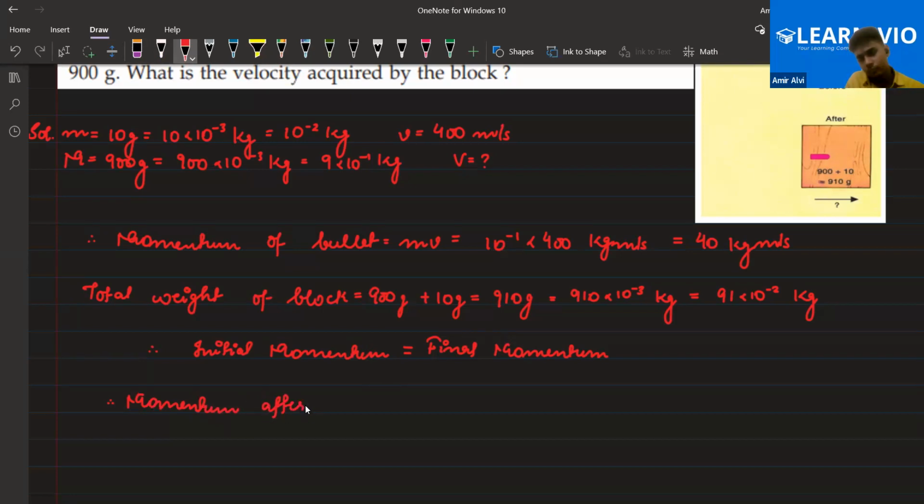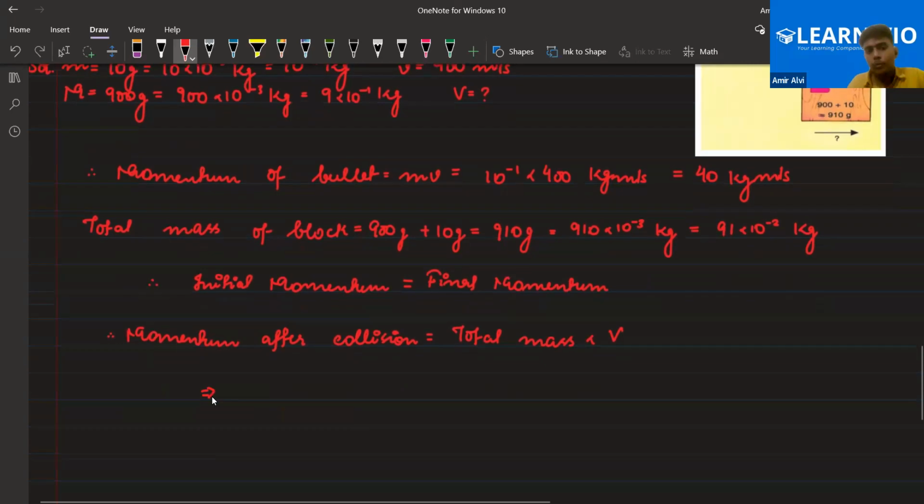Momentum after collision is the total mass into V. So instead of weight, we write mass: total mass of block, total mass into V. According to the law of conservation of momentum, the initial momentum is equal to 91 into 10 to the power minus 2 into V.